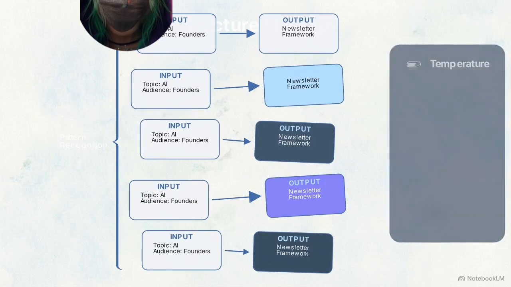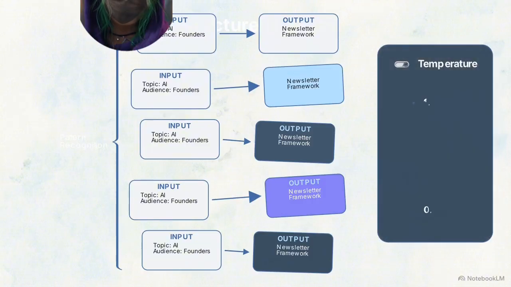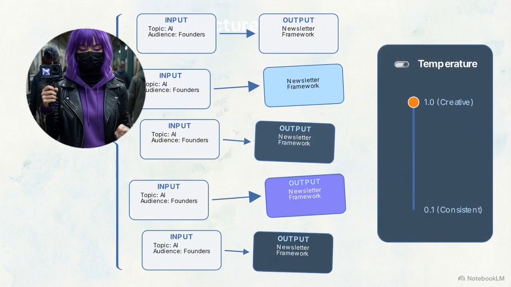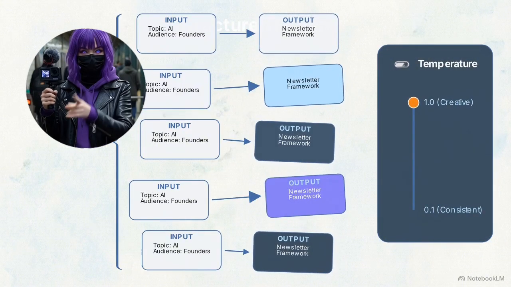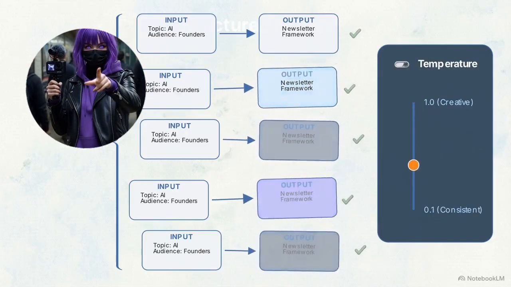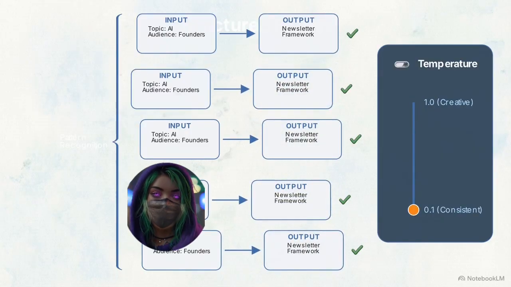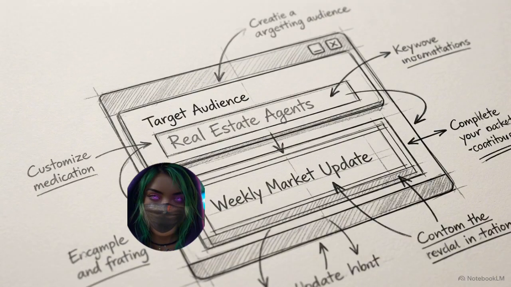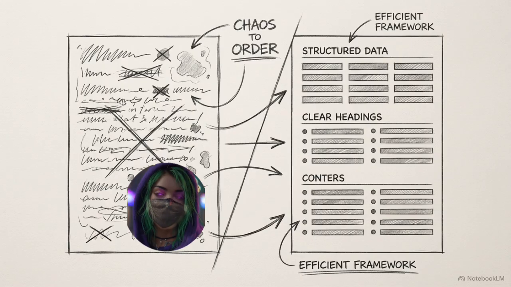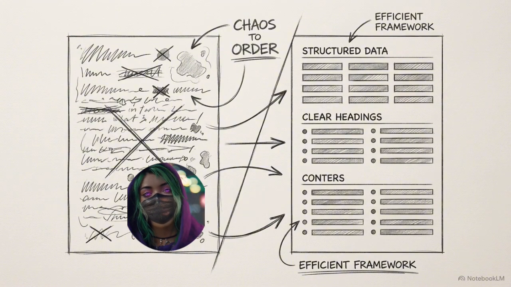Next, you adjust the temperature setting. Temperature dictates the balance between creative variance and consistency. By lowering the temperature, you restrict the AI from getting overly creative or hallucinating, forcing it to deliver reliable, repeatable results every single time. Now you test the system. You enter sample topics and target audiences into your newly tuned prompt to verify that it produces a polished, professional newsletter. You refine the examples until the output is consistently clean.